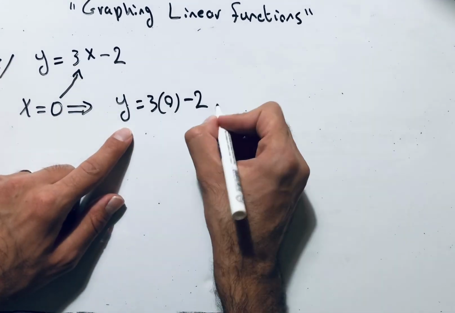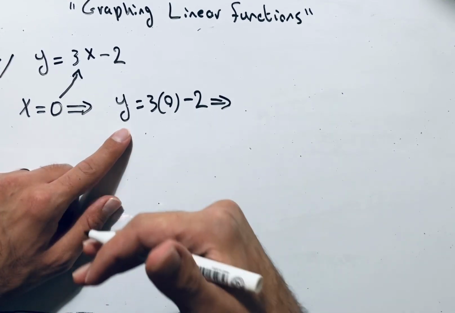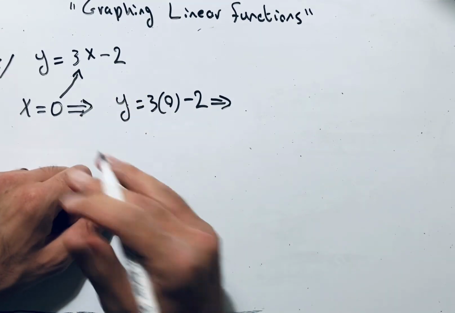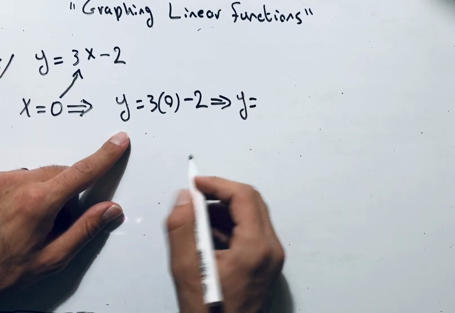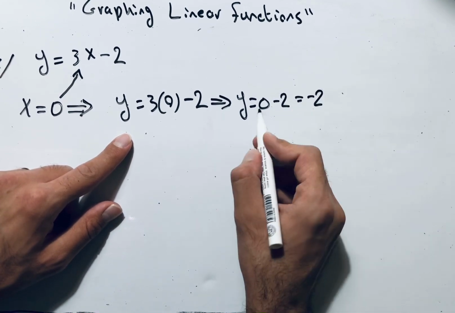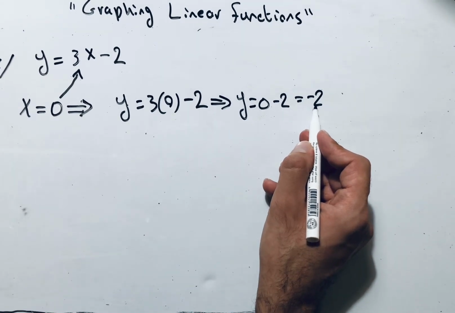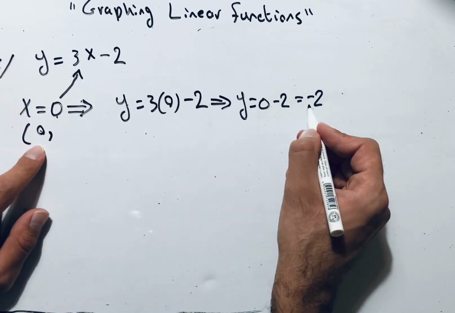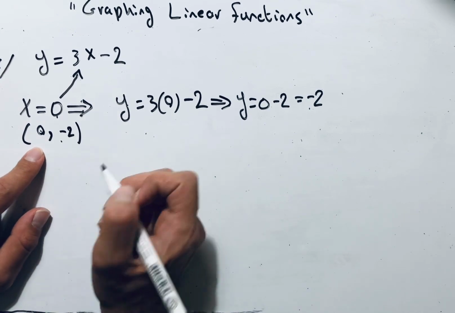Okay. So from here, by the way, this arrow means that we're going to get this from that. It's read as "it implies that." Anyways, so y is equal to 3 times 0, which is 0, minus 2. And obviously, minus 2. So y is equal to minus 2. This happens if x is 0. So we get the ordered pair, x being 0, giving y being negative 2. So this is 1 point.